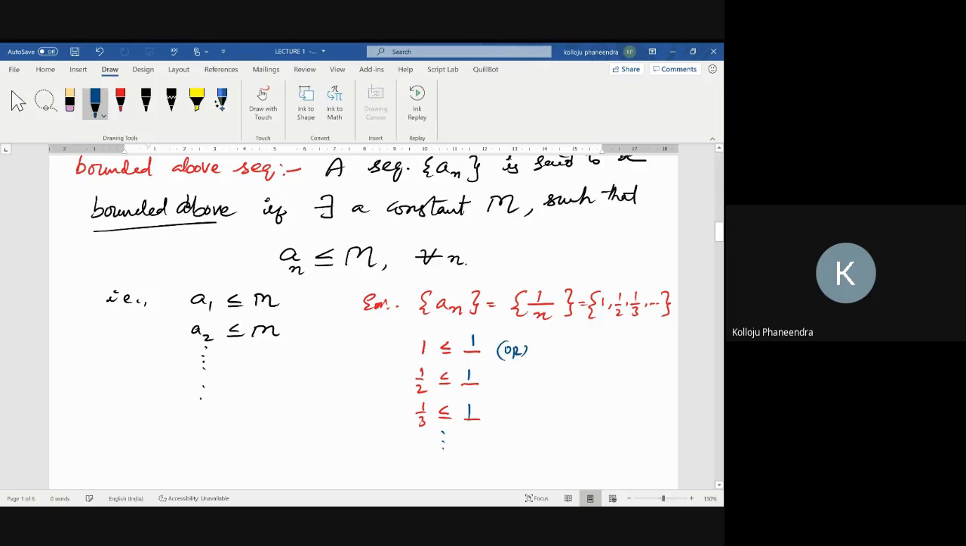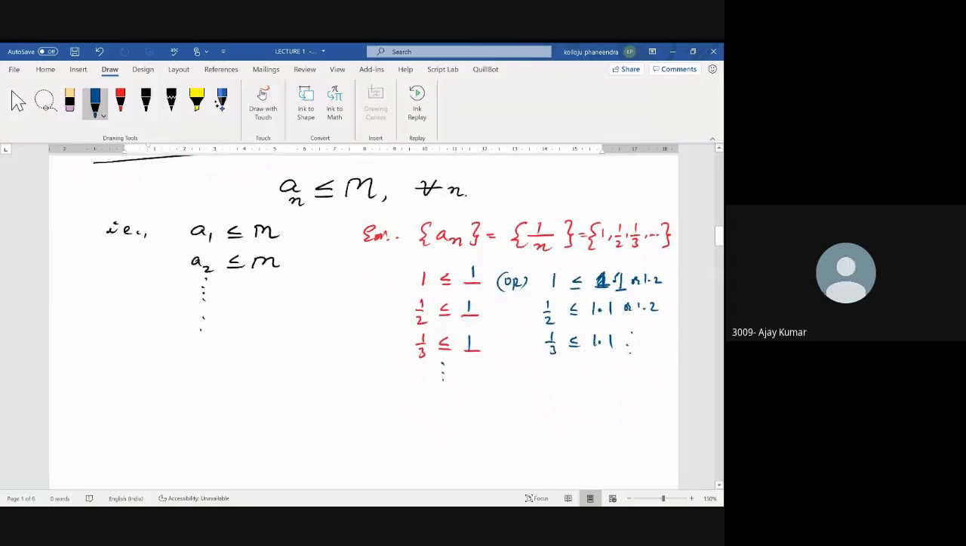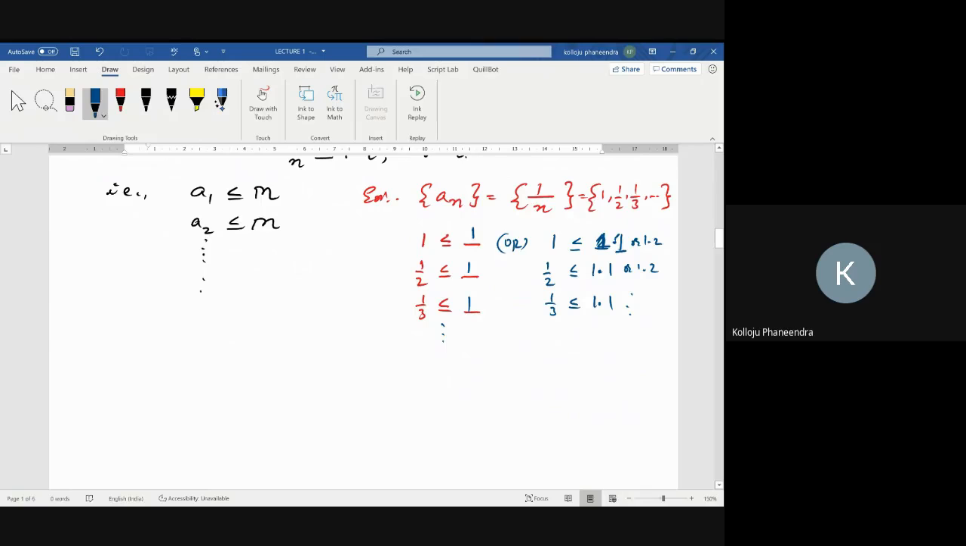One more point. 1 is less than or equal to 2. Not only 2, maybe 1.1, right? Any real number. 1 by 2 less than or equal to 1.1. 1 by 3 less than or equal to 1.1. Or this may be 1.2. That means whatever the value greater than 1, all elements are less than or equal to that value, correct? Yes. Please don't make noise. Next one. Therefore, the sequence 1 by n is what? Bounded above sequence. The sequence 1 by n is a bounded above sequence.